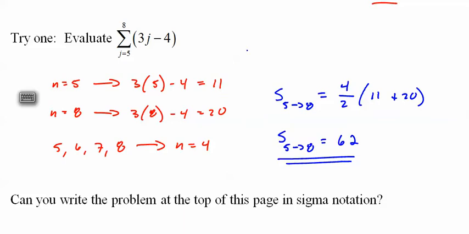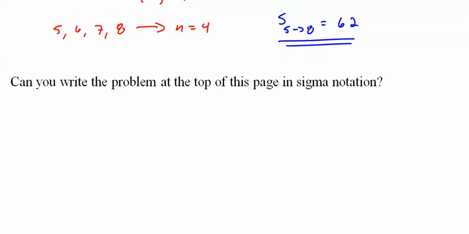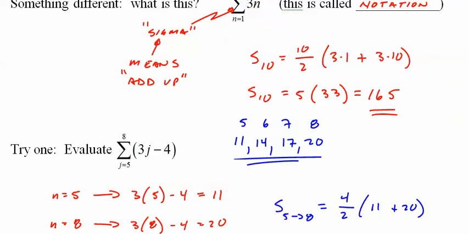Let me just look at this as an arithmetic sequence. It would go 11, then go up by 3, 14, go up by 3, 17, go up by 3, 20. 5, 6, 7, 8. So I just like to make sure everything makes sense. I have a tendency to make mistakes. How about going backwards? Can you write the problem at the top of this page in sigma notation?